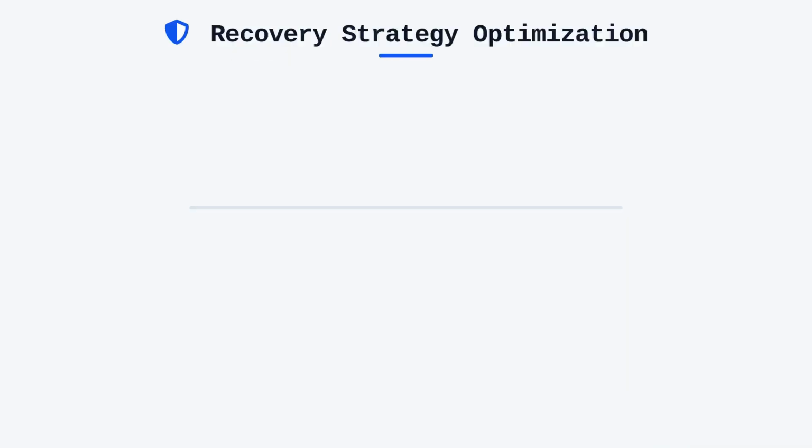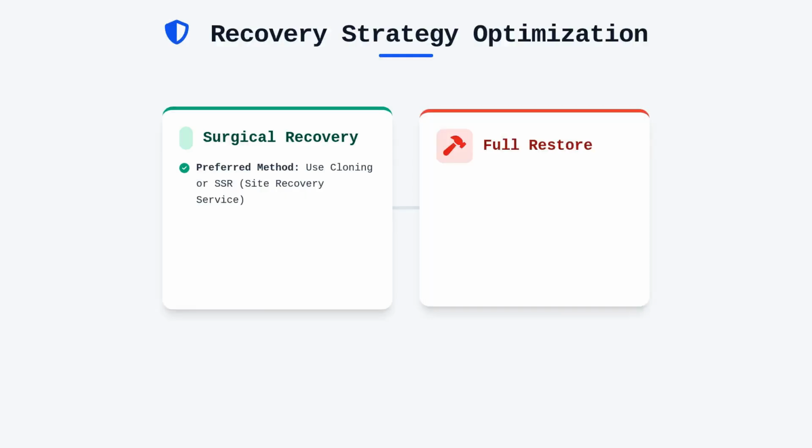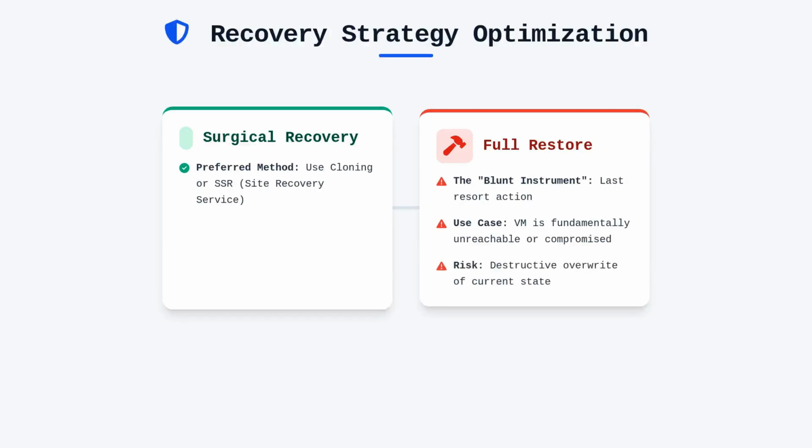When evaluating your recovery strategy, you should always favor non-destructive techniques like cloning or SSR over a full restore action whenever the situation permits. The restore action is a blunt instrument that should be reserved for scenarios where the virtual machine is fundamentally unreachable or compromised. By maintaining a clear distinction between the full recovery of an appliance and the surgical restoration of data, you maintain professional operational standards and minimize the risk of secondary data loss.